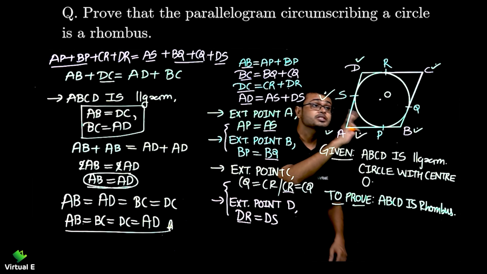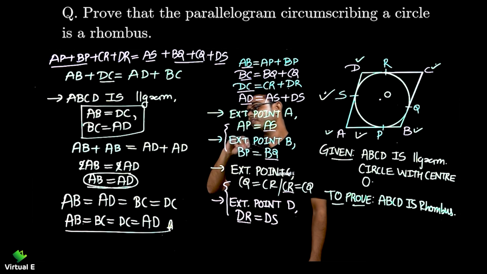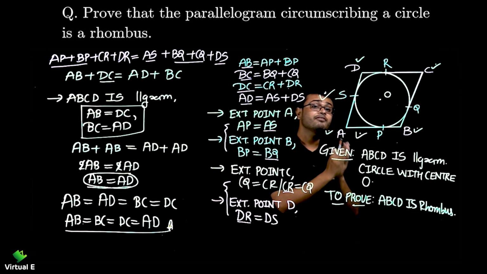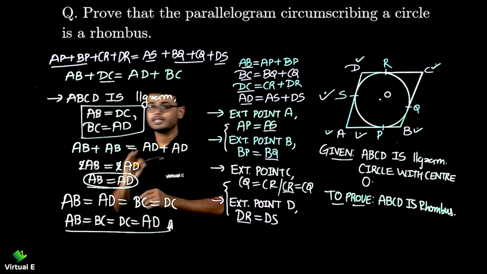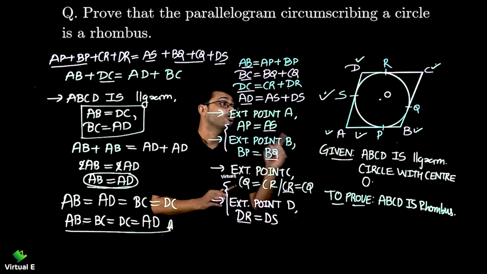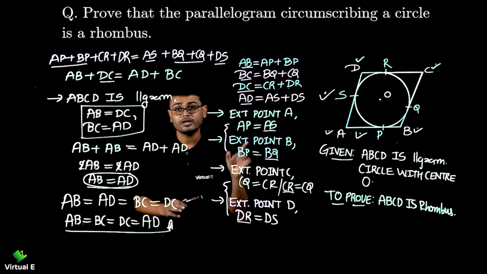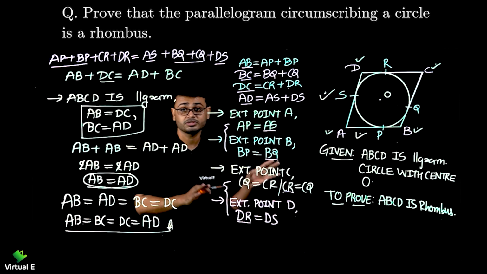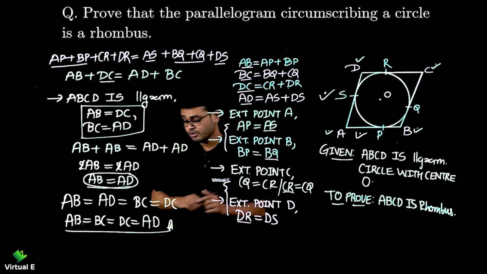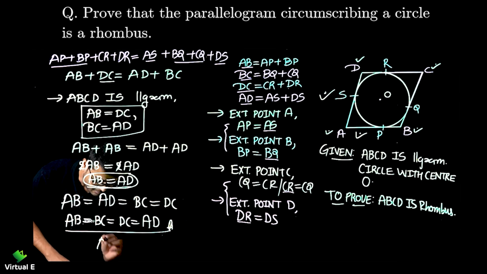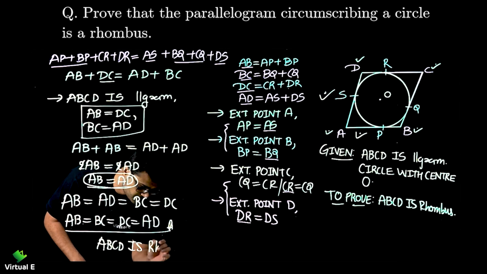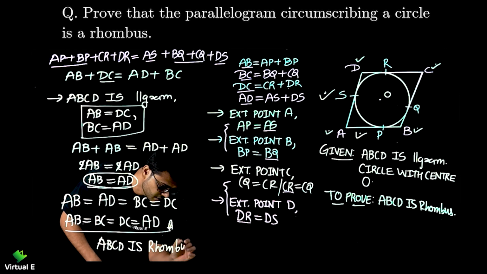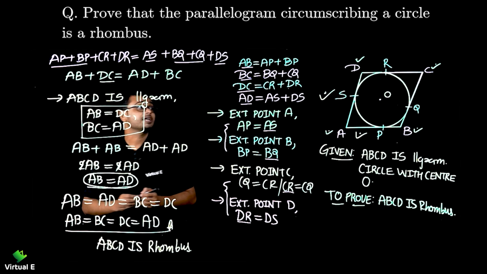And it is given that this is a parallelogram. So if it is a parallelogram, and if all 4 sides are equal, then what will it be? Rhombus, right? It cannot be a square because we need all angles equal, all the 4 angles equal. That is not possible and we are not discussing that. So I can say that ABCD is a rhombus. Let's repeat one time.